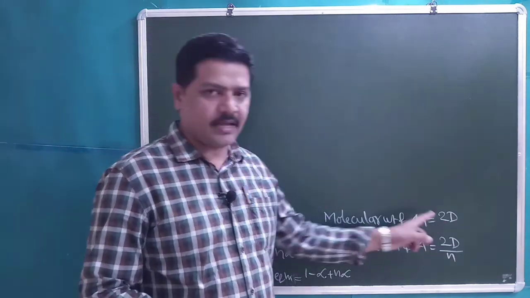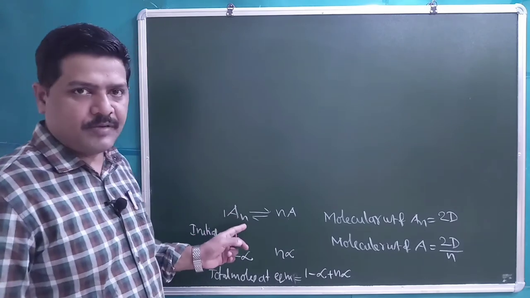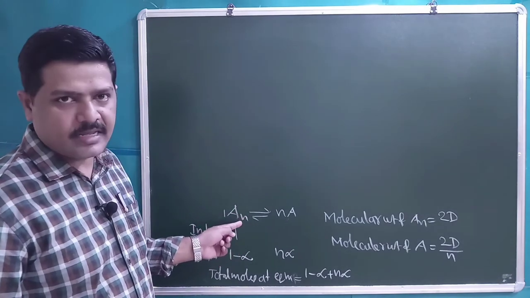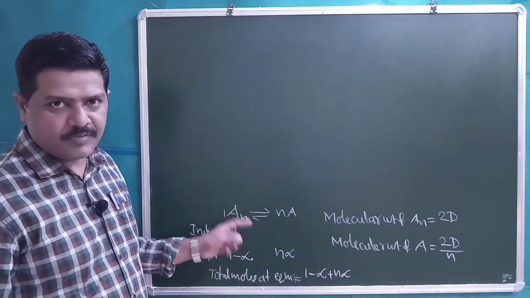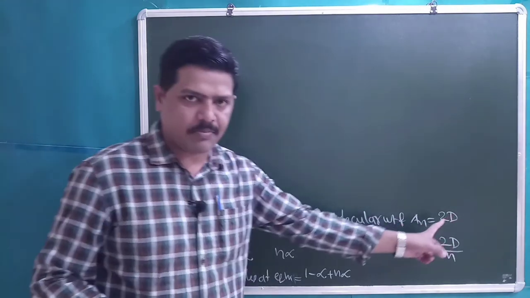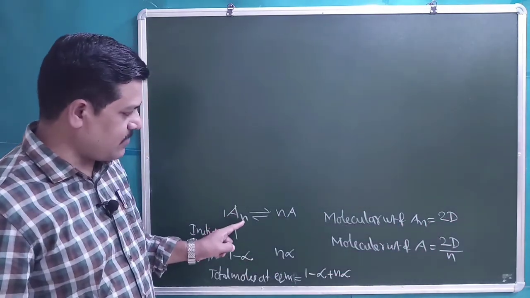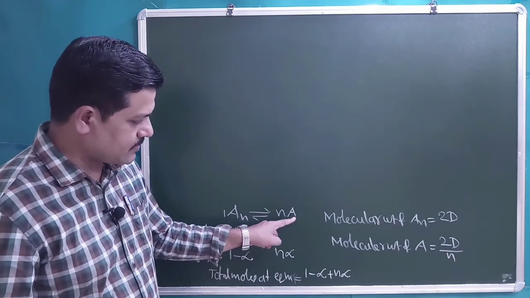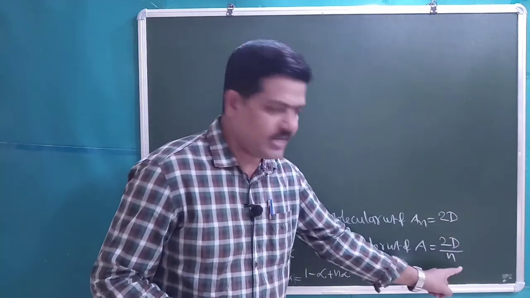Vapor density before dissociation is capital D. Only AN is present before dissociation, so the molecular weight of AN is equal to 2 into vapor density. So AN mass is 2D. Then what is the mass of A? That is 2D divided by n.